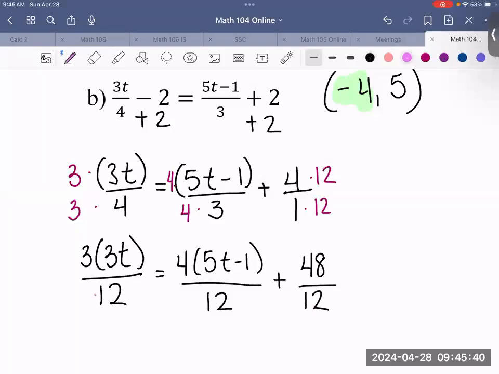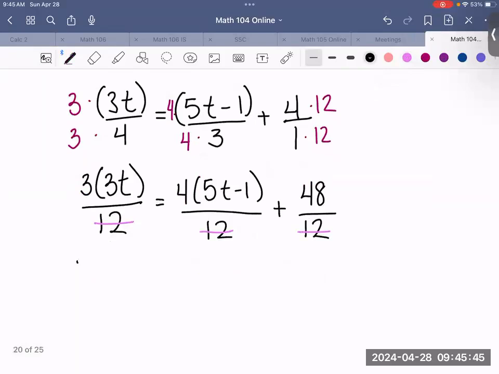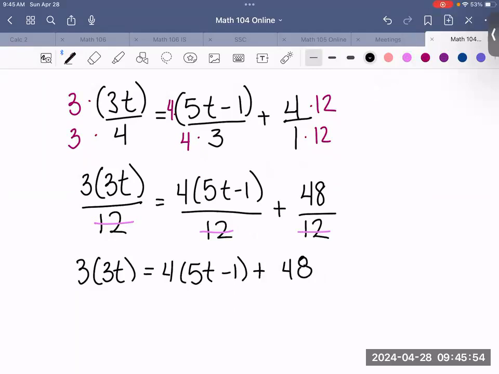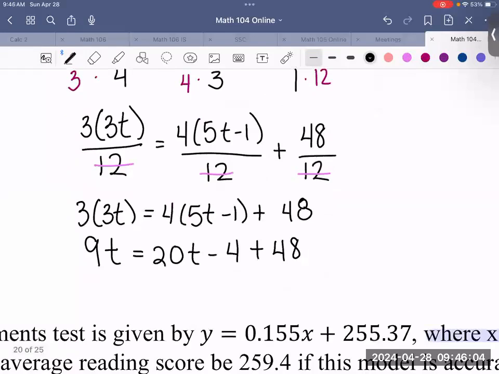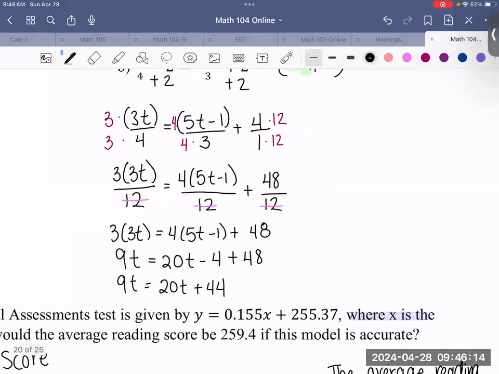All of your denominators match, so we're going to get rid of them. And then we have 3 times 3t is equal to 4 times 5t minus 1 plus 48. And then let's go ahead and distribute. So we have 9t is equal to 20t minus 4 plus 48. Combining some of your like terms on one side, plus 44.